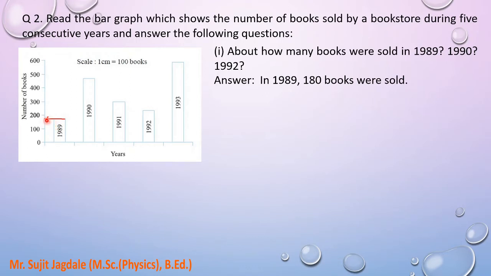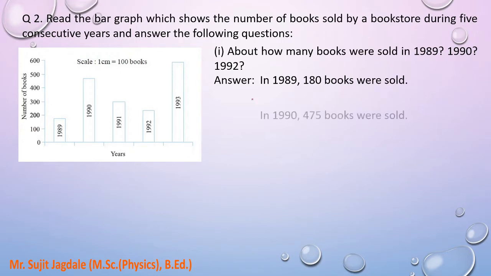So here 8 divisions are there, so 8 into 10, 80, and it is above the 100, so we have to add this 100. So what we get, this 100 plus these 8 divisions, that means 80, 100 plus 80, so it is 180 books. How many books are there? 180 books are there. So 180 books were sold in 1989.